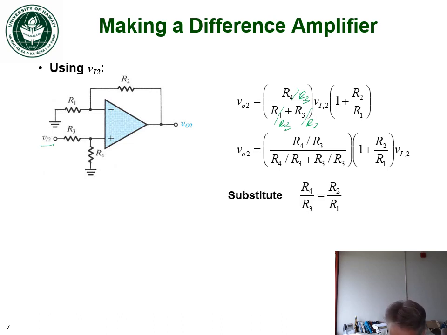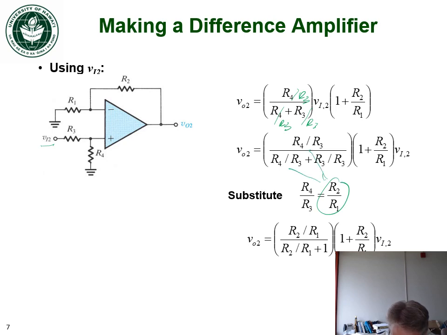And now, if we substitute R4 over R3 equal to R2 over R1, what we get is V out 2, so we just substituted this into each of these terms here. And we manipulate that a little bit, and what we end up with is that V out 2 is equal to R2 over R1 times VI2, which is exactly what we wanted from the non-inverting side, because we know the inverting side gives us minus R2 over R1 times VI1. So this will help us complete our difference amplifier.